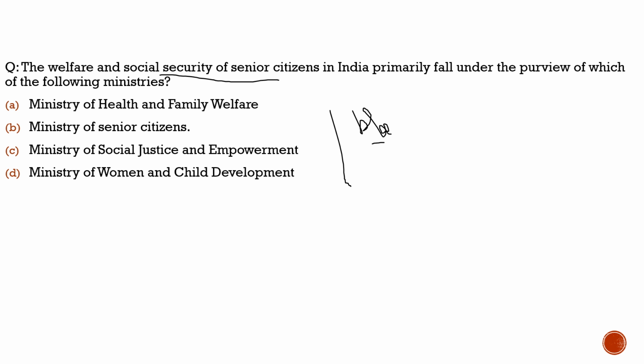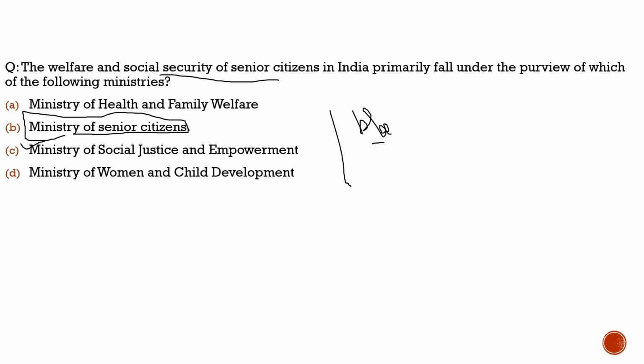Is it the Ministry of Health and Family Welfare? Is it the Ministry of Senior Citizens? Is it the Ministry of Social Justice and Empowerment? Is it the Ministry of Women and Child Development? Definitely it is option C, the Ministry of Social Justice and Empowerment. So why have we brought this question? Because of option B.